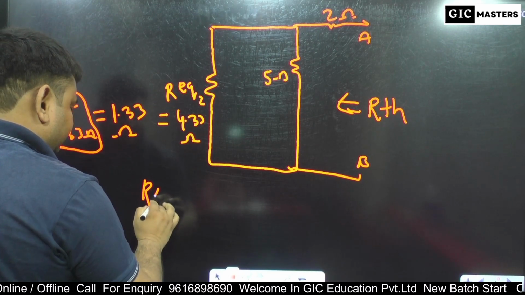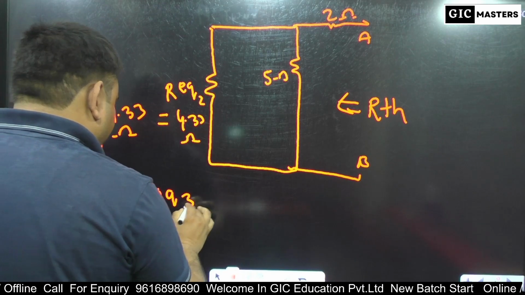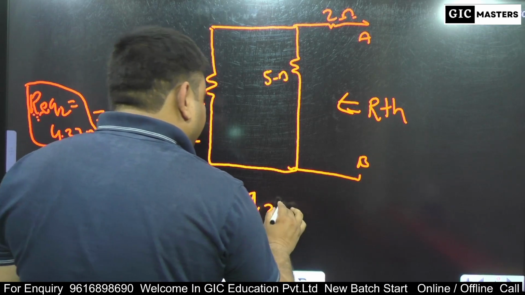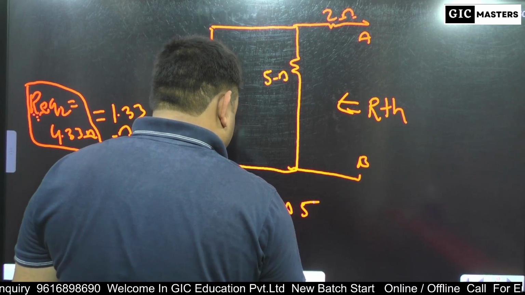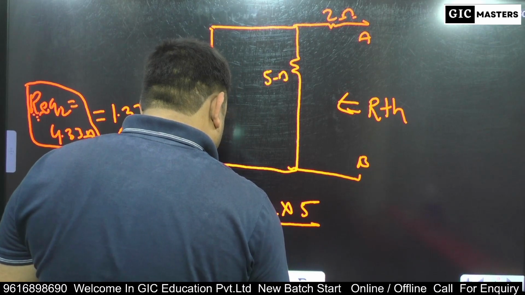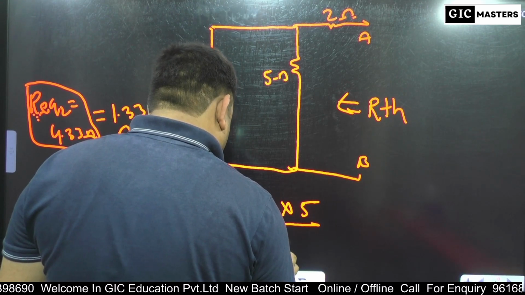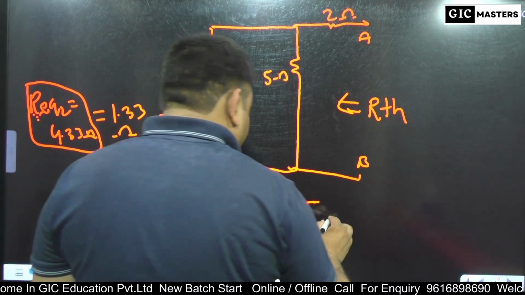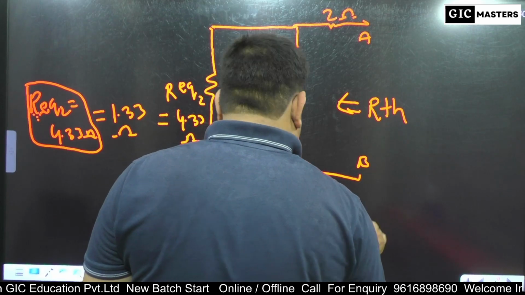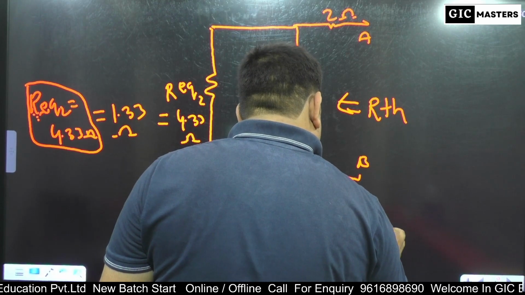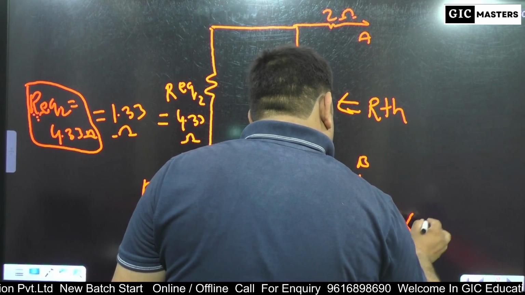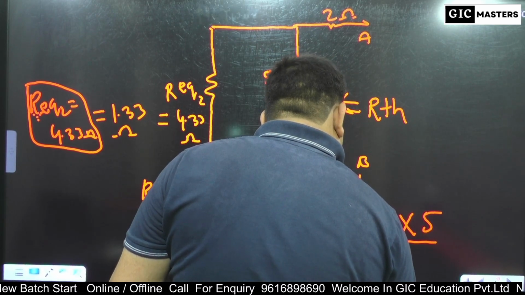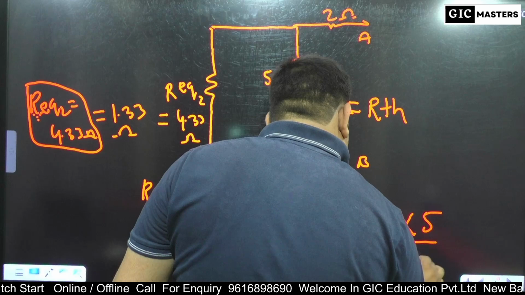R equivalent 3 equals R equivalent 2 into 5 divided by R equivalent 2 plus 5. So R equivalent 2 is 4.33, into 5, divided by 4.33 plus 5.